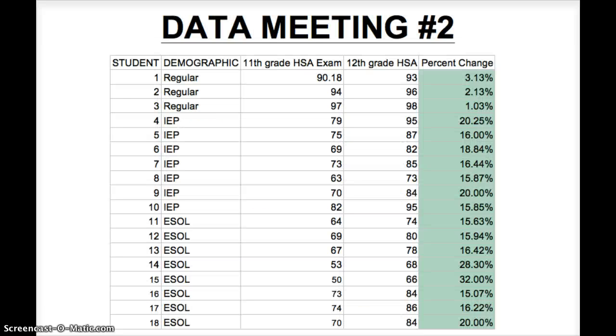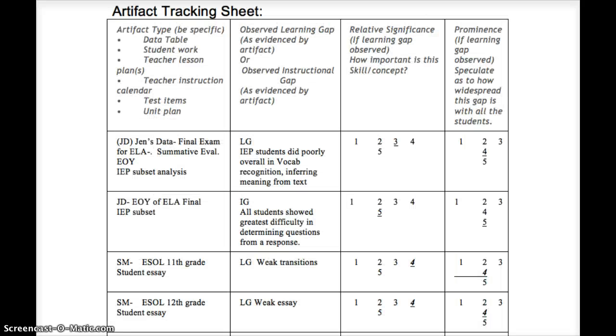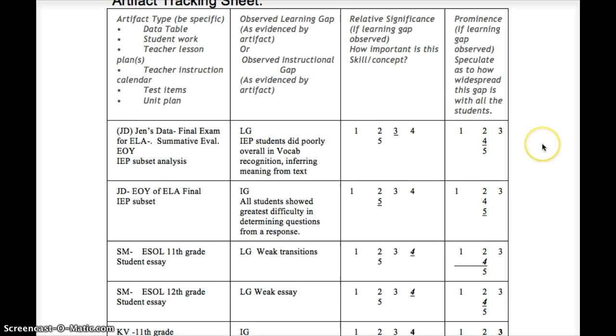Data meeting number 2 begins with looking at all of the new data that members have brought. This meeting is strictly for triangulating data. The group will use an artifact tracking sheet, and the team records all data and determines if it shows instructional gaps or learning gaps. The sheet also ranks from relevance and significance to prominence.